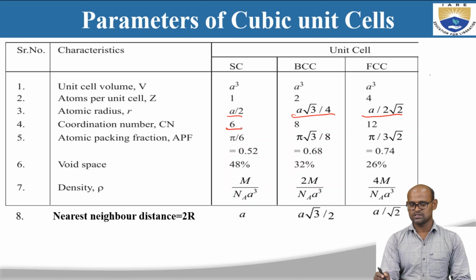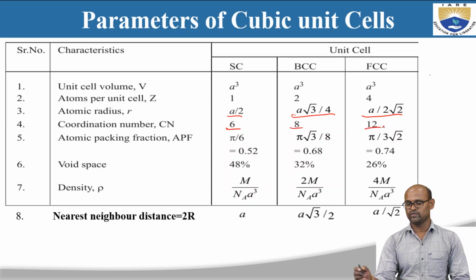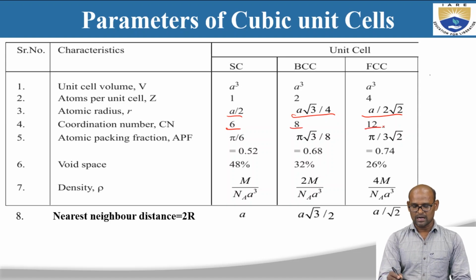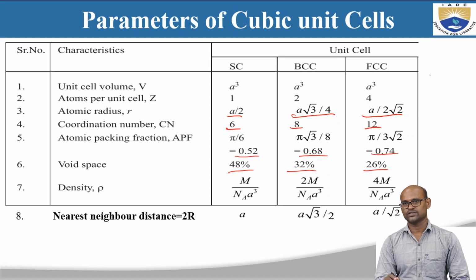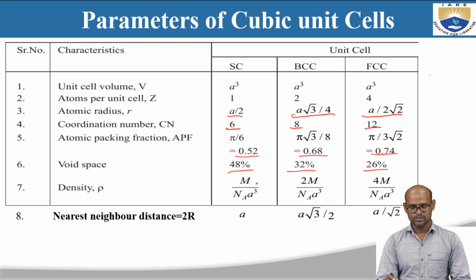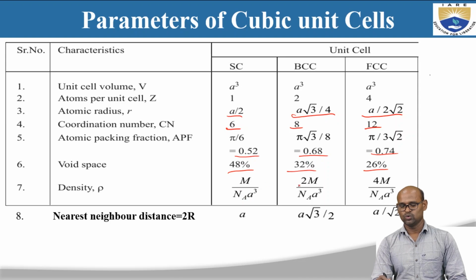Coordination number is 6 for simple cubic, 8 for body centered and 12 for face centered. Atomic packing fraction 0.52, 0.68 and 0.74. Void space 48%, 32% and 26%. Void space is nothing but the empty space. Okay, 1 minus atomic packing fraction will give you the percentage of void space. Density is Zm by Na into A cube. So Z is 1 for simple cubic, 2 for BCC and 4 for FCC.